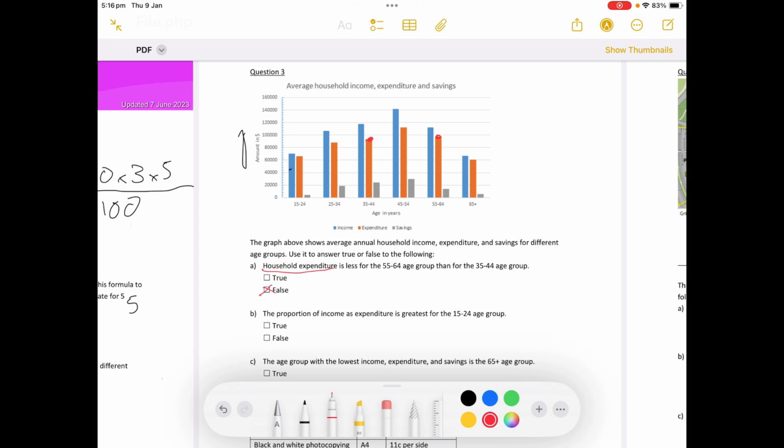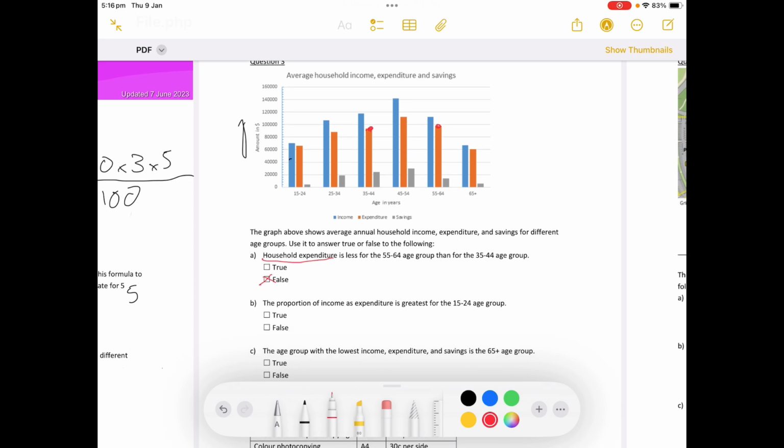So my 55 to 64 actually spend more. Right. The proportion of income as expenditure is greatest for the 15 to 24 age group. That's my next statement. So how I look at this? Well, proportion is like a fraction. So if I need a check, that's what I'm going to do. But first off, I'm going to take an overall look to see which one I think. Okay, that'll help me rule out some answers.